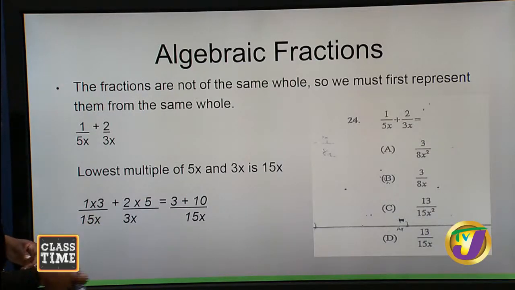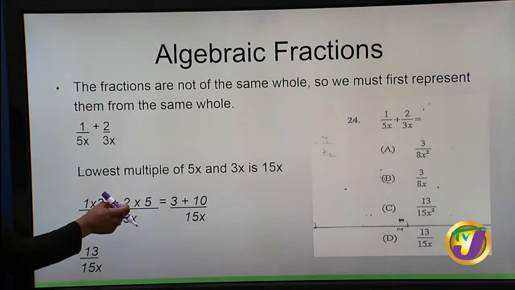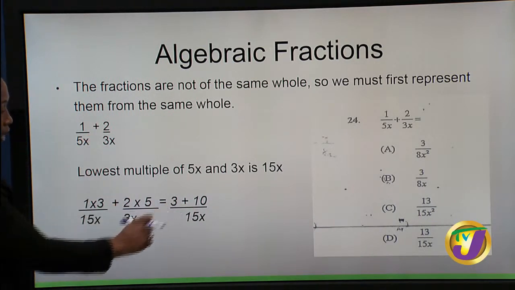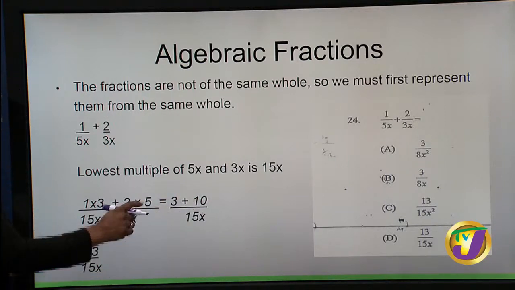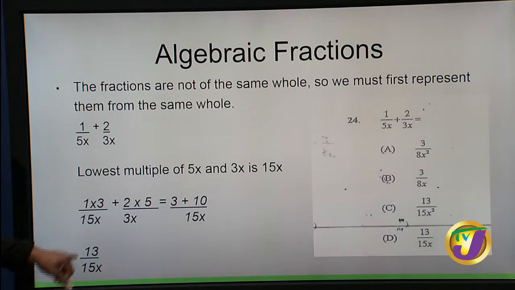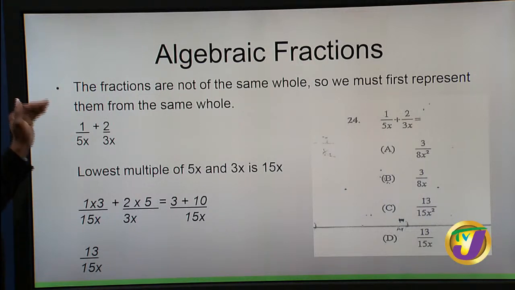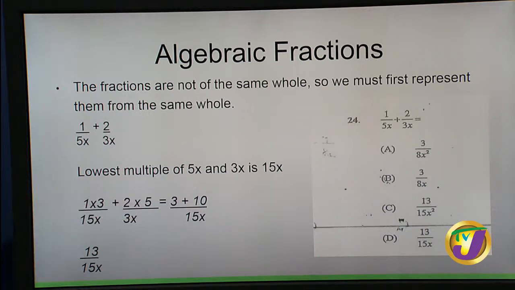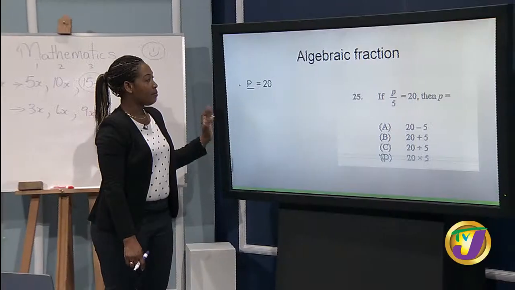this should have been 15x, guys. This 3x here is 15x. So you'll multiply the 2 by 5 here. So now, this being 15x, you would have 3 plus 10 gives us 13 over 15x as your answer when you're adding 1 over 5x plus 2 over 3x. All right, and your choice over there would have been D. This is one of your multiple choice items on the CSEC paper.